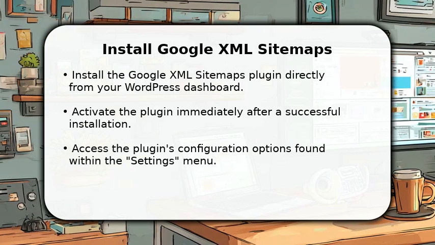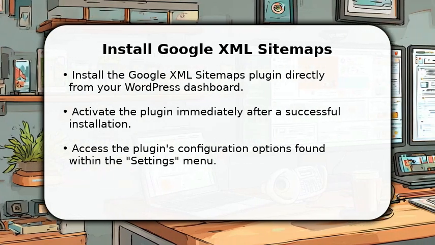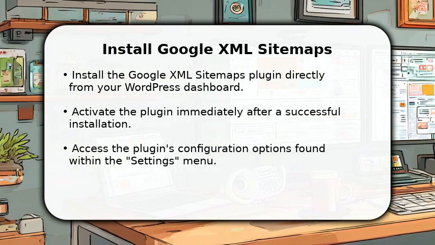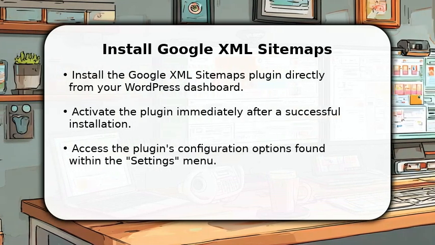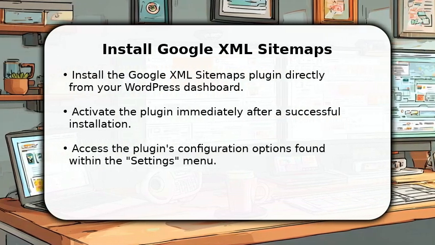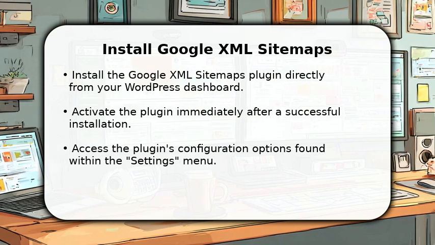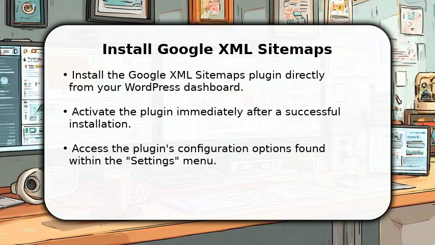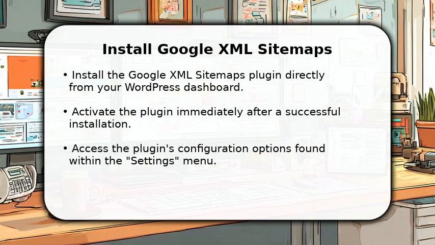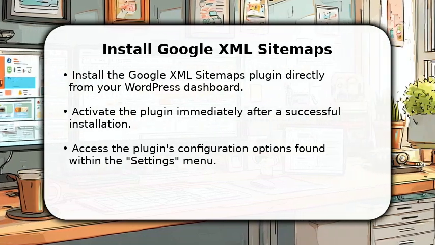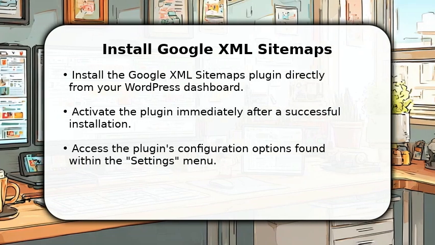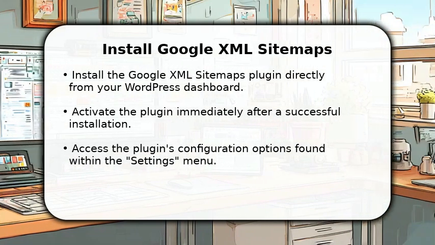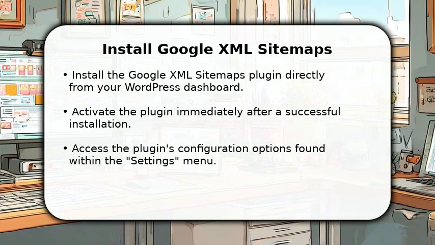In this video, I will explain how to use the Google XML Sitemaps plugin in WordPress. First, navigate to your WordPress dashboard and search for the Google XML Sitemaps plugin. Install it, then activate it. Once active, you'll find its settings under the main Settings menu. This initial step is crucial for setting up an effective sitemap that helps search engines discover your content efficiently.